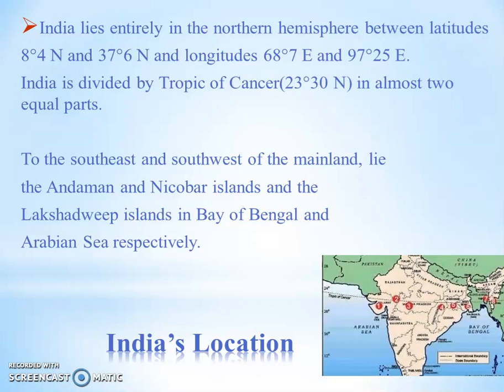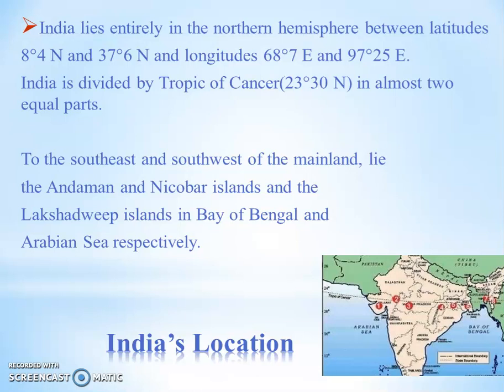latitudinally and longitudinally. India lies entirely in the northern hemisphere between the latitudes 8 degree 4 north and 37 degree 6 north. And the longitudinal position of India is 68 degree 7 east and 97 degree 25 east. And India is also divided by the Tropic of Cancer. The location of Tropic of Cancer is 23 degree 30 north. And this Tropic of Cancer divides the entire country into two, almost equal parts.